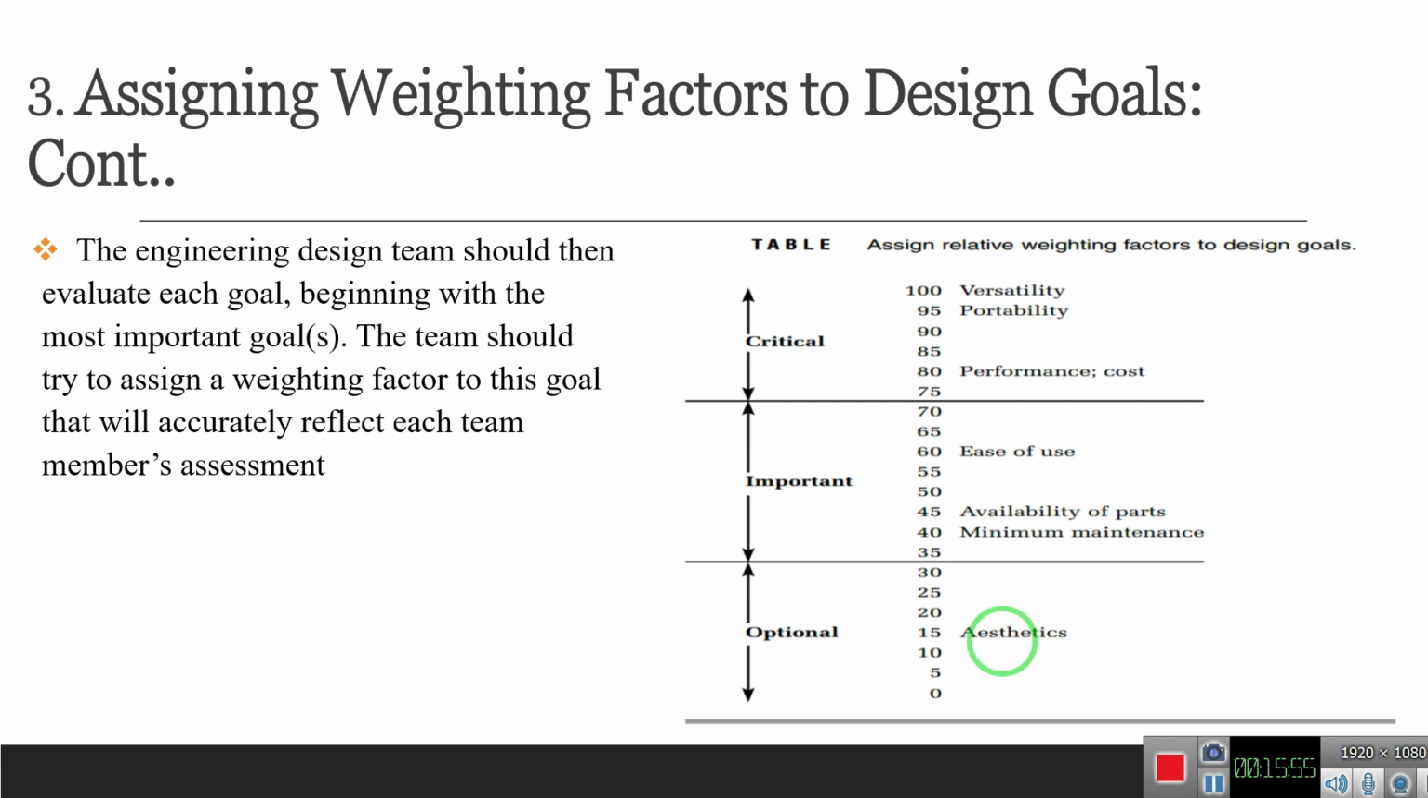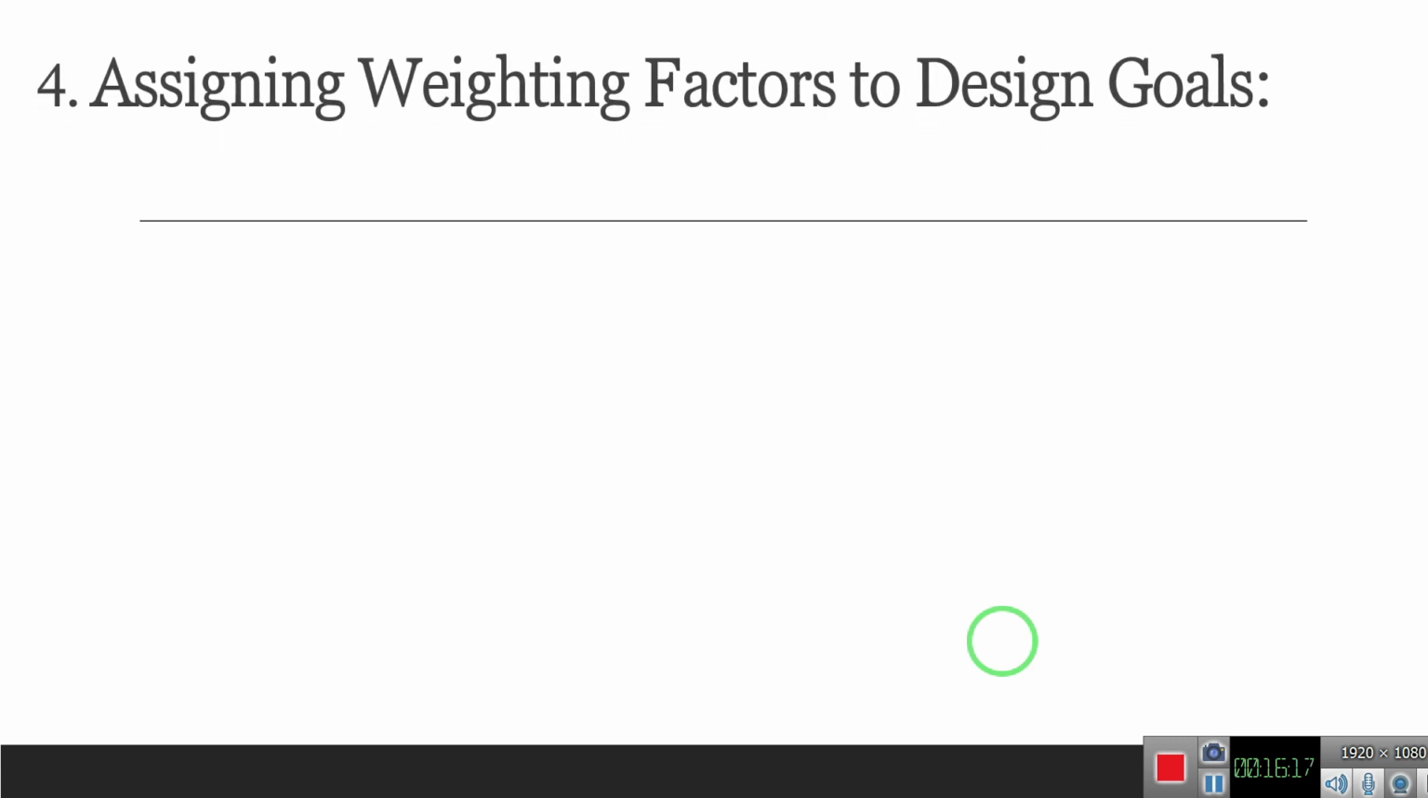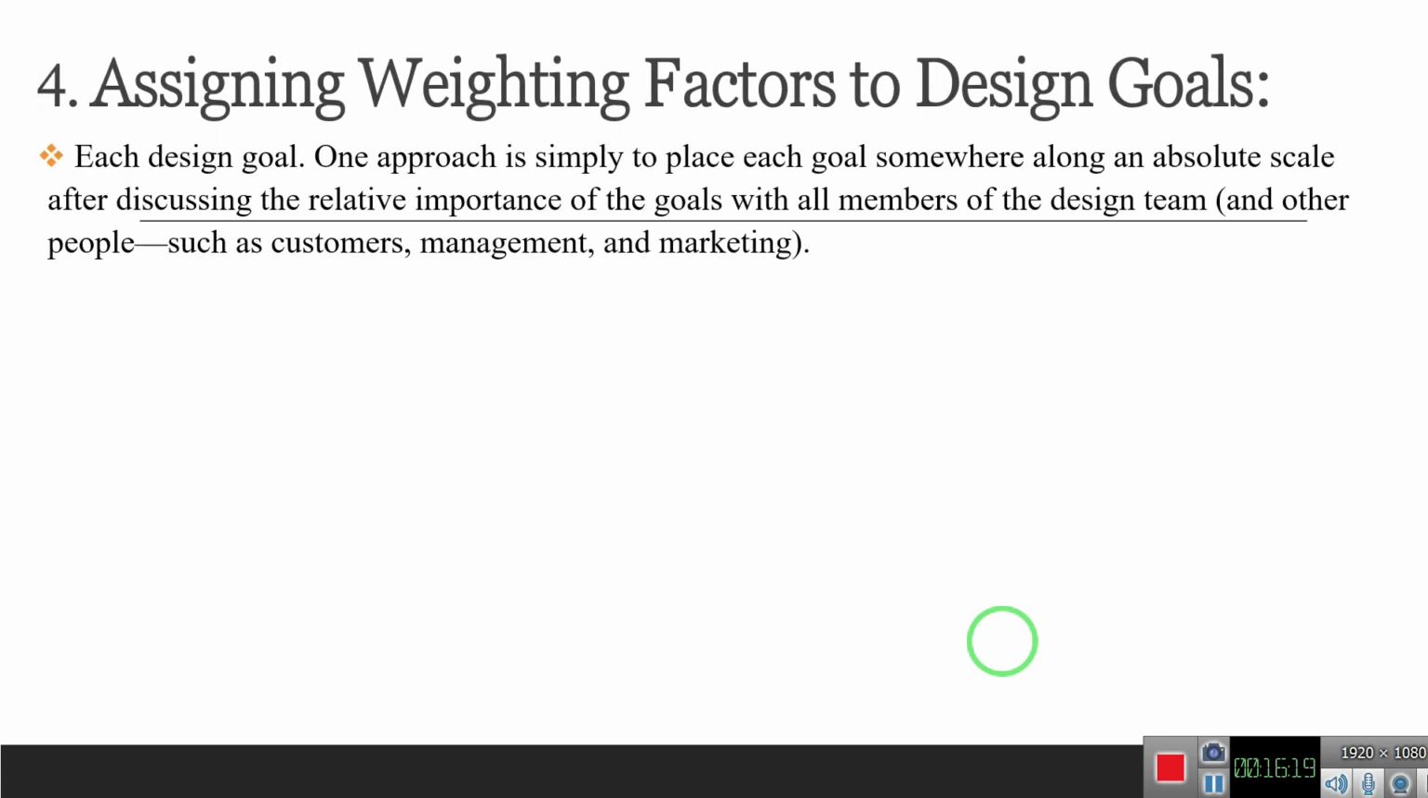0 to 100 is the weighting factor. 0, half and 1, we give some ratings. This is 0, half and 1. This is the rating. Okay. Next, weighting. Weighting factor is 0 to 100. Another one now, last one: assigning weighting factors, design goals.